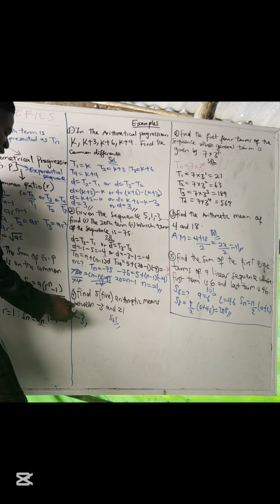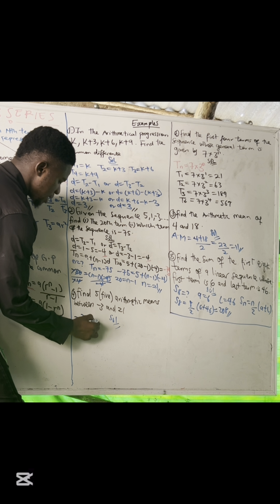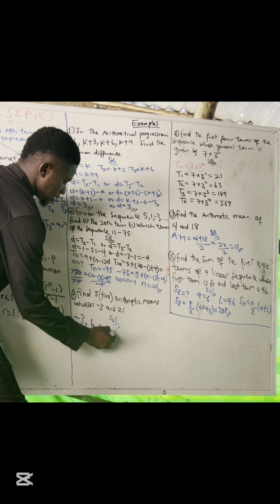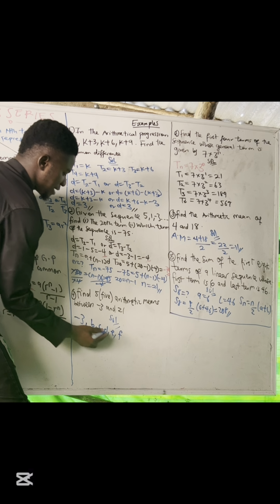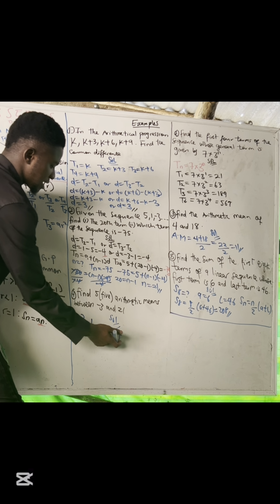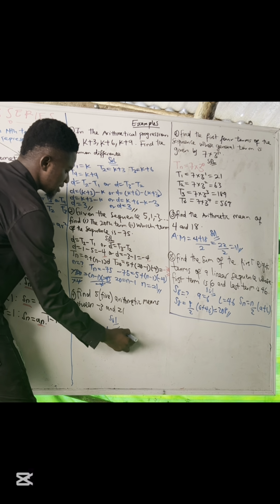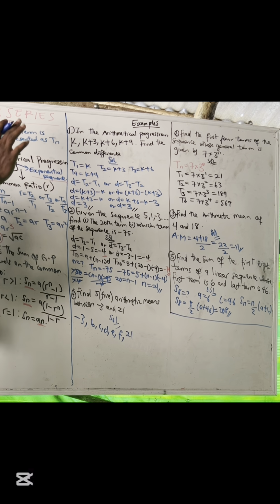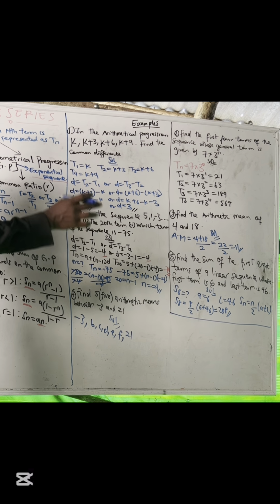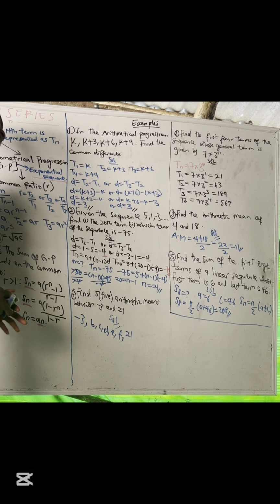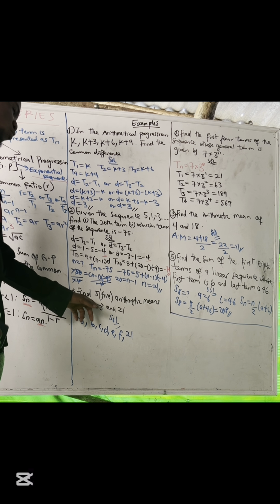Let us use B, C, D, E, F. That is 1, 2, 3, 4, 5. These are the 5 arithmetic means between minus 3 and 21. So this simply means the last term will be what? 21. That's it. So you are going to do it like that. Then the next thing you are going to do now is this. What the 5 arithmetic means ask you to look for is the value of these.